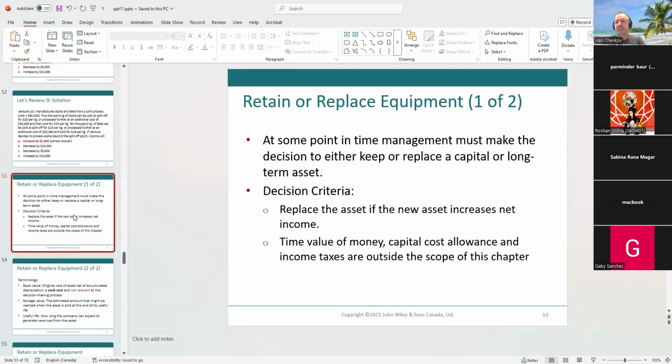No. So what do we have to do? We have to find something else. We're going to replace the asset if the new asset increases the net income. Even though these are capital decisions, we're not going to consider the time value of money, the capital cost allowance, which is for tax purposes, or income tax. We're just going to chase the pure cost here, nothing more.